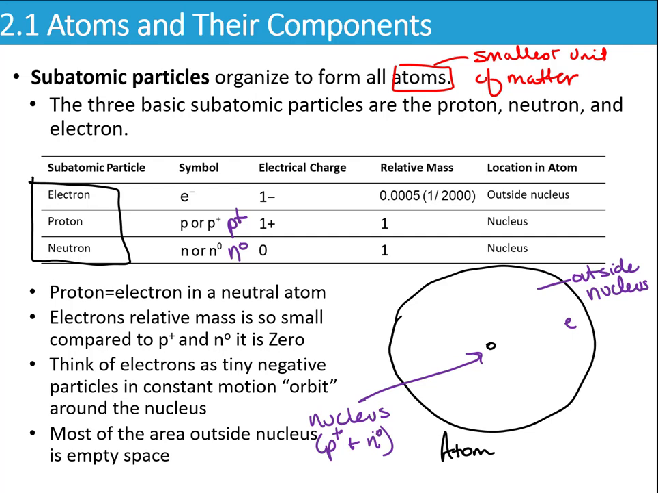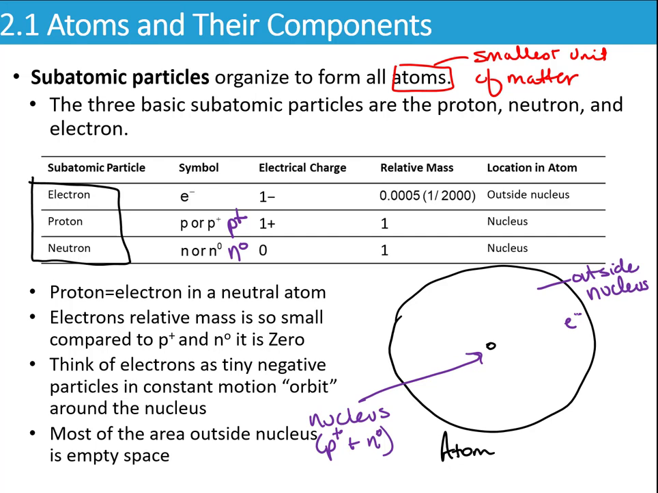Same location, they're both in the nucleus, but they differ by charge. Electrons, however, have a negative charge. So atoms as a whole are neutral, which means the number of protons has to equal what? If the atom is neutral as a whole, the number of positive protons must be equal to the number of negative electrons. So pluses and minuses are the same.